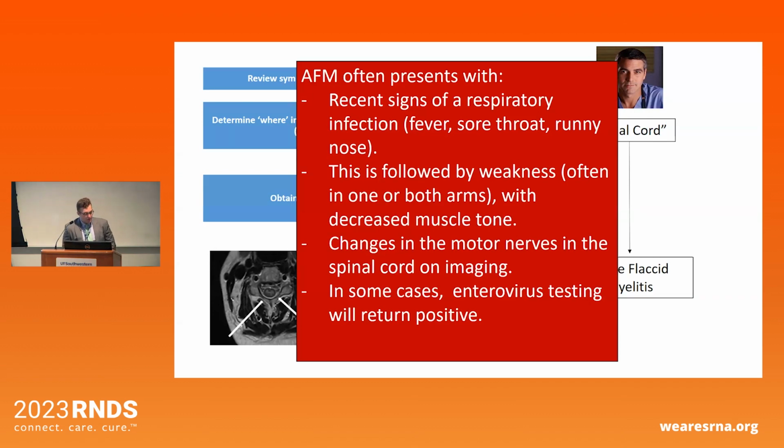So again, AFM often presents with a respiratory infection in the past. Often that can be very mild, but often there is some fever. This is followed by weakness, which can be very asymmetric. It can occur in one arm or both arms or the legs. And it often has signs of decreased muscle tone, and over time, those muscles may shrink down and atrophy. So we see changes in the motor nerves on imaging, and we do the enterovirus testing, which can help us feel a little bit more comfortable with that diagnosis.